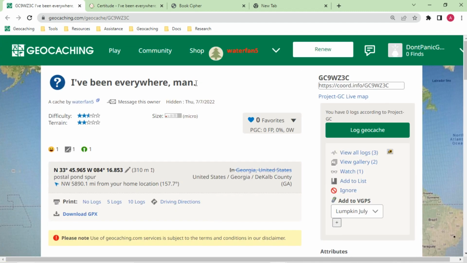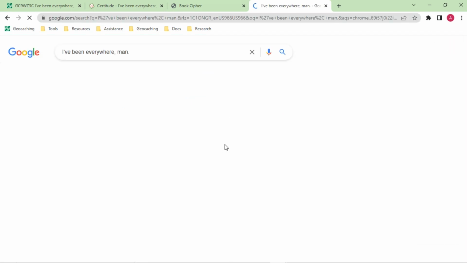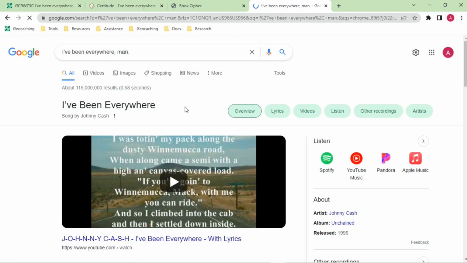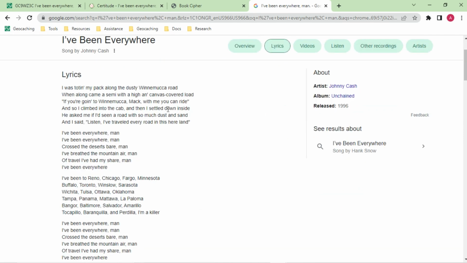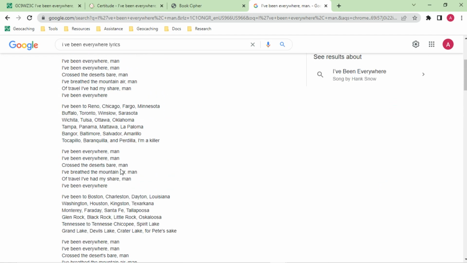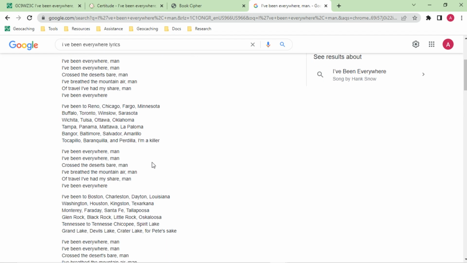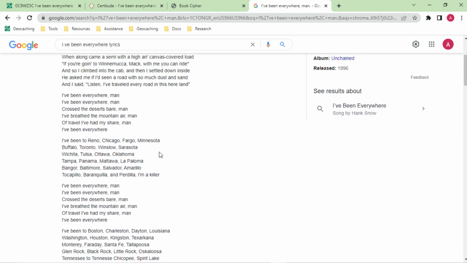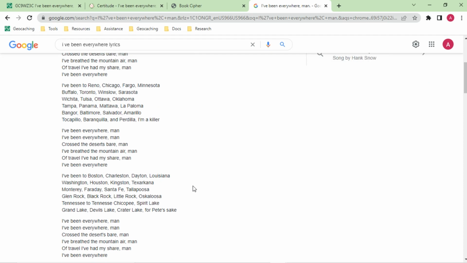So if you truly don't know, if you take the title and you put it in Google search, the first thing that pops up is the Johnny Cash song, right? I've been everywhere. And if we look at the lyrics, they pop up right away. We see the lyrics here with several nicely formatted paragraphs, 1, 2, 3, 4, 5, 6, 7, 8, 9, quite a few of them. So pretty high number. And then it mentions all these cities in here. So probably going to be relevant for our puzzle.